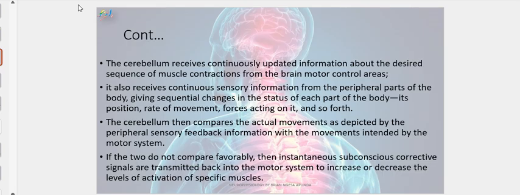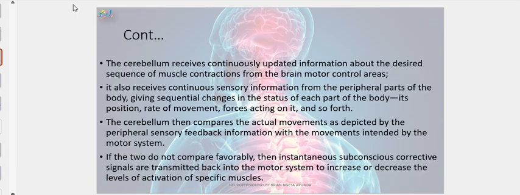Away from the functional anatomy, the cerebellum normally receives continuously updated information about the desired sequence of the muscle contraction from the brain motor control areas, as we've been able to demonstrate. It also receives continuous sensory information from the peripheral parts of the body, giving sequential changes in the status of the part of the body, its position, the rate of the movement, forces acting on it, and so forth.